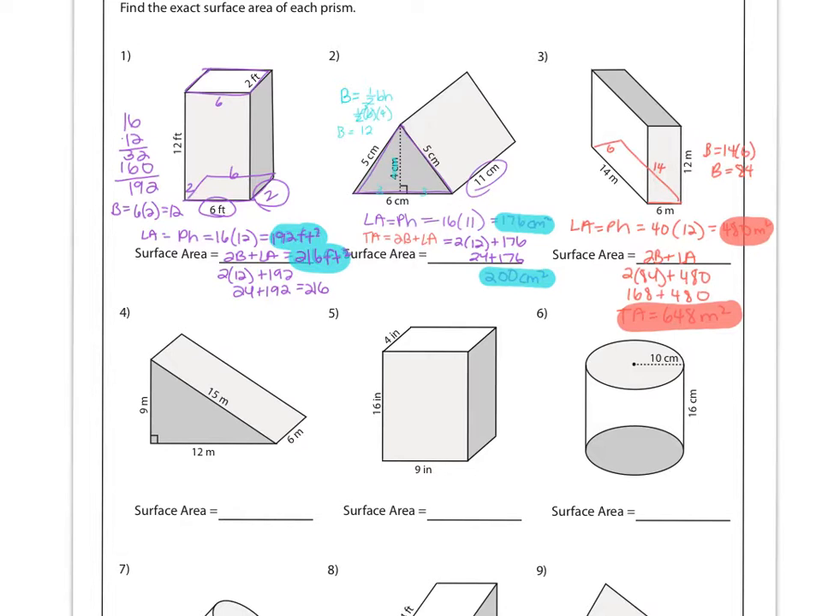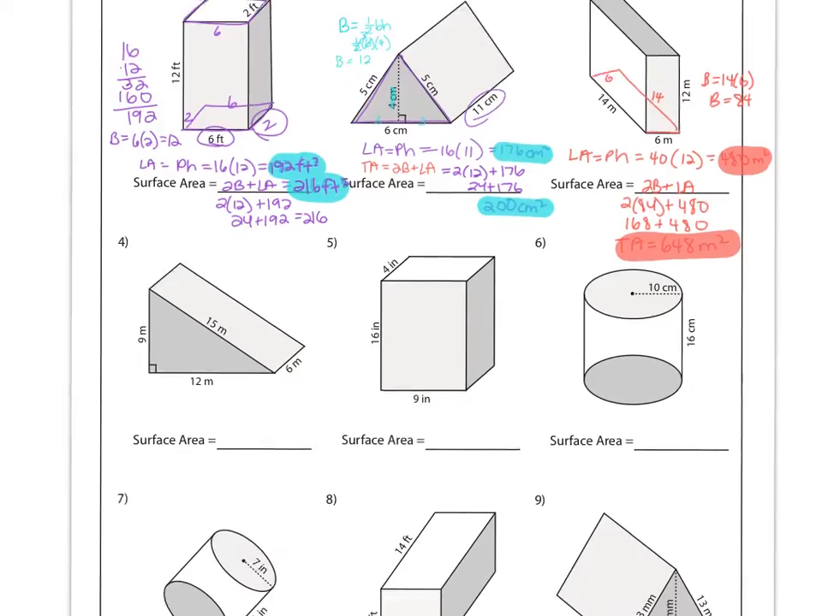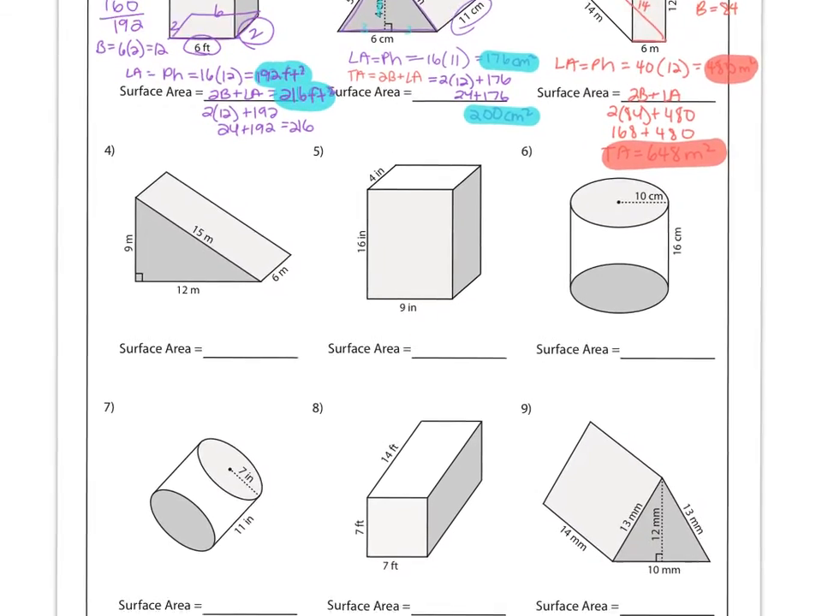So you would still find the perimeter of the base. This time the base is a right triangle, so 9 plus 12 plus 15. The height of the prism is 6. And then total area would be 2 times the area of the base, which would be 1/2 times 9 times 12, plus the lateral area. So it's exact same. The only difference there is how you find the B.